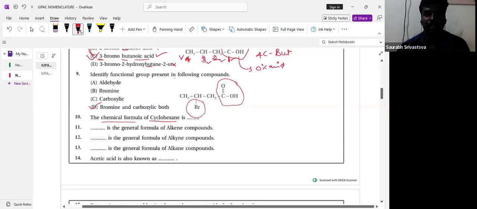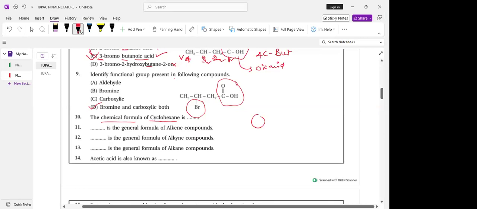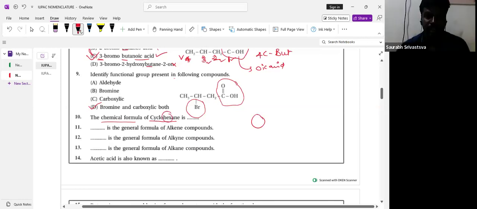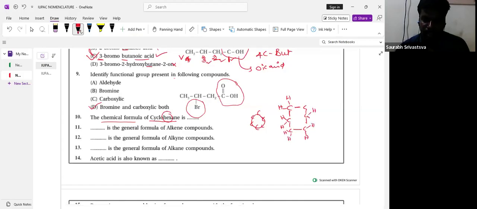Okay. Next, what is the chemical formula of cyclohexane? Cyclohexane means the cyclo is a cycle. Correct? Hex means 6 carbons should be there: 1, 2, 3, 4, 5, 6 carbons. Then I will write 1, 2, 3, 4, 5, next 6. Correct? Next, here 2 bonds completed, remaining 2 hydrogens. Here hydrogen, here hydrogen, and so on, on every carbon.